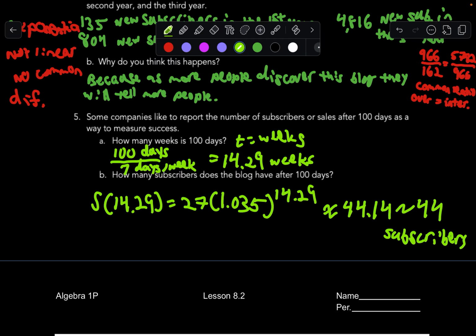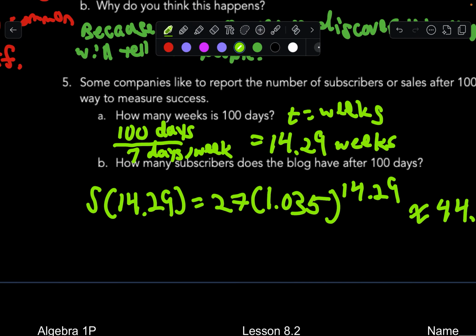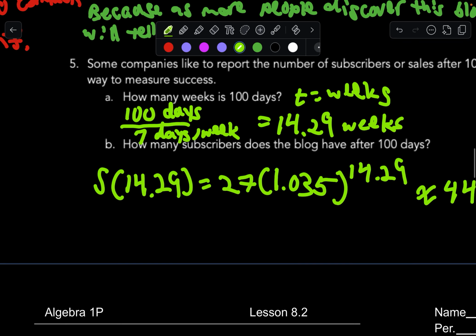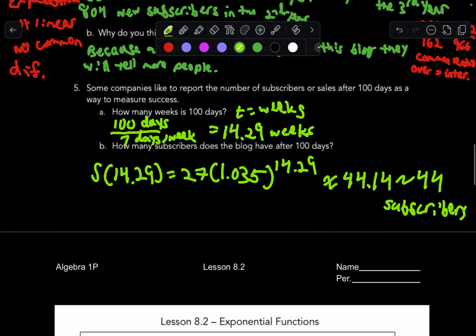So you see, by that we can evaluate these exponential functions at decimal numbers. It doesn't have to be at 1, at 2, at 43, at 14. It can be in between. It's a continuous function is what they call it.